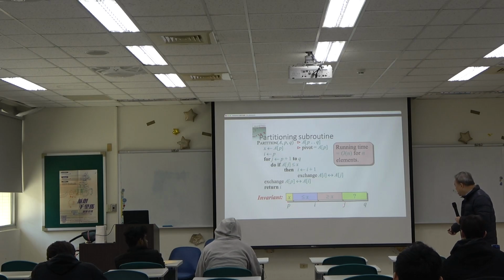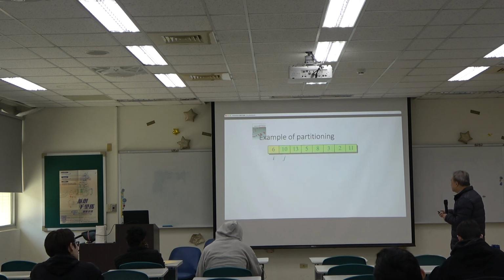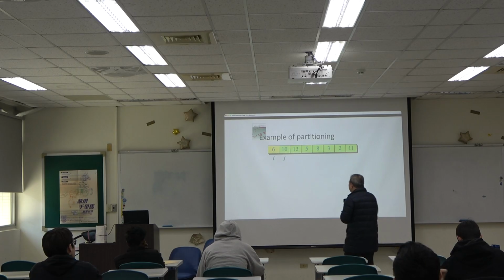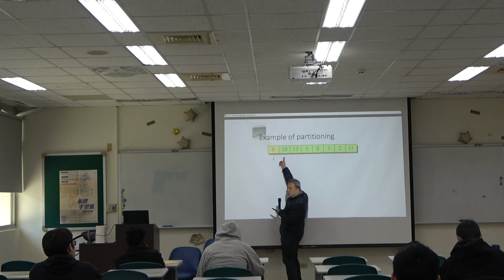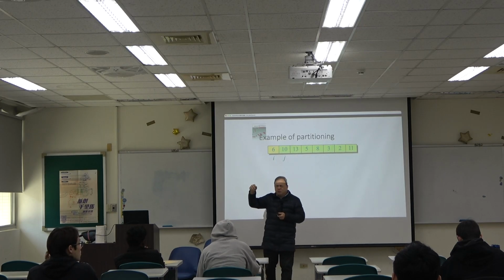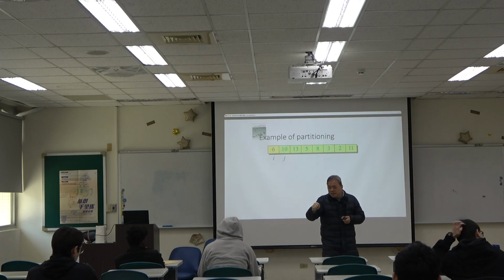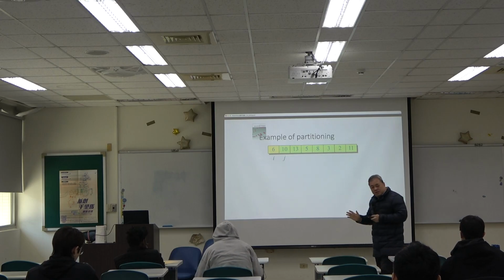And J, what is J? J is at the beginning of the green part, the elements that haven't been processed. So you can see J is here initially, and I is here. There's no purple part, there's no orange part, right? So far so good, right?